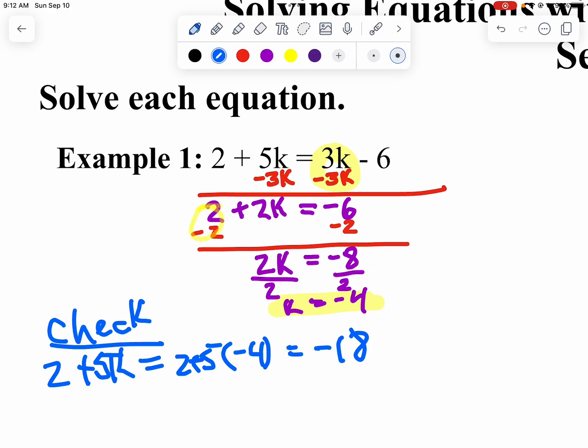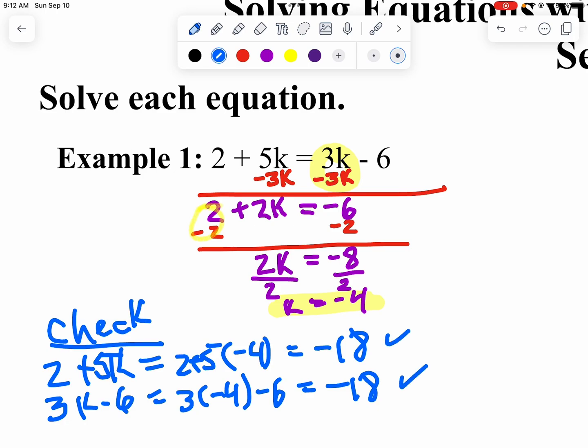Let's check the right side. I'm going to do 3k minus 6, which is 3 times negative 4 minus 6, which is negative 18. Notice they both equal each other, so we did it right. The answer is k equals negative 4, though, because that's what we're looking for.